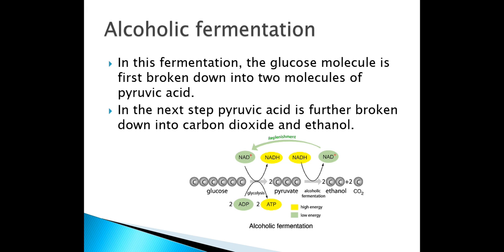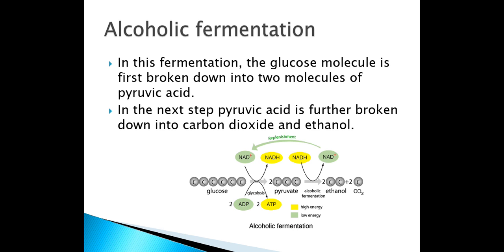Alcoholic fermentation is actually a two-step process, and in this fermentation the glucose molecule is first broken down into two molecules of pyruvic acid. This is basically glycolysis. Glycolysis means breakdown of carbohydrate, breakdown of glucose. So in the first step, the glucose molecule, which has 6 carbons, is broken down and two molecules of pyruvic acid are formed. Pyruvic acid is a 3 carbon compound.